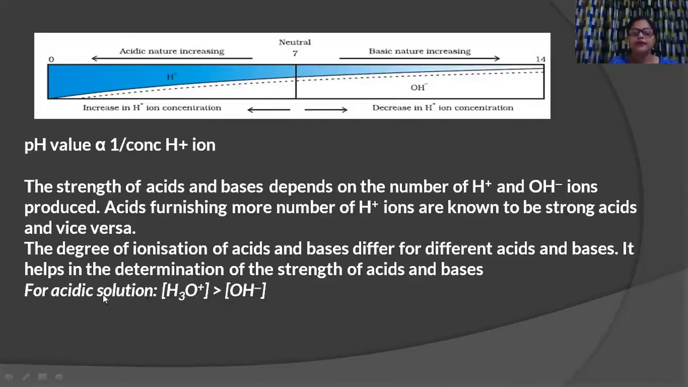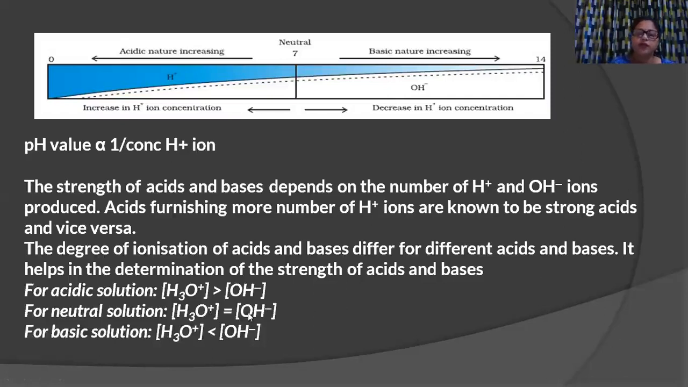So, in the acidic solutions, the hydronium ion concentration is higher than the hydroxide ion. For neutral solution, hydronium ion concentration and hydroxide ion concentration will be same. And for basic solutions, hydronium ion concentration will be less than the hydroxide ion concentration. So this is how the change or increase and decrease in the level of hydrogen ion concentration, the pH value of a substance also changes.